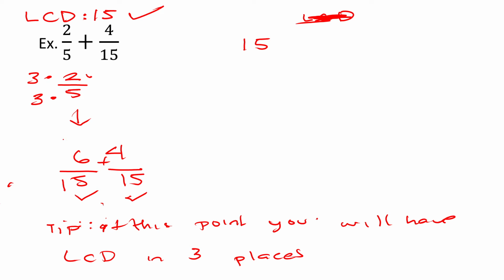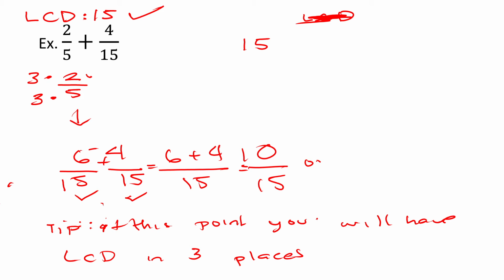Anyway, since 6 over 15 and 4 over 15 have the same denominator, we can add now. 6 plus 4 over 15. Well, what's 6 plus 4? Well, that's 10, of course. And 15 stays the same. So our final answer is 10 over 15, or you can simplify that to 2 over 3.